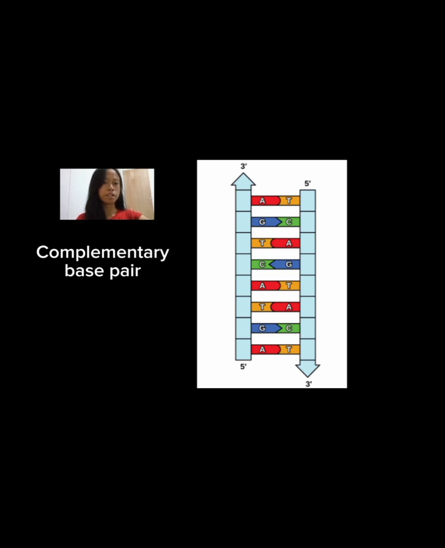This complementary base pairing ensures that the two strands of DNA can accurately replicate during cell division, as the sequence of one strand determines the sequence of the other. This principle is also important in techniques like PCR, or polymerase chain reaction, and DNA sequencing, where knowing the complementary base pairs allows scientists to amplify and study regions of DNA.